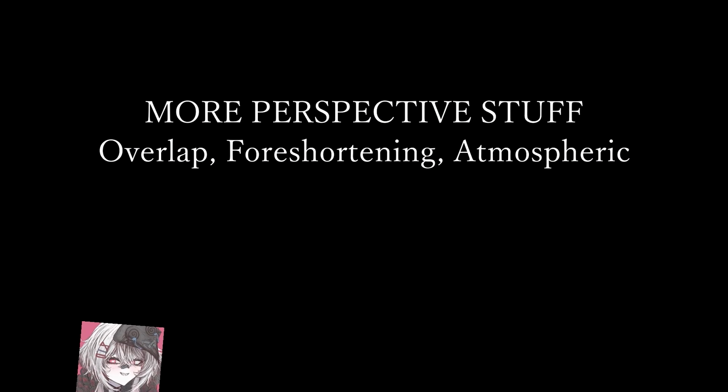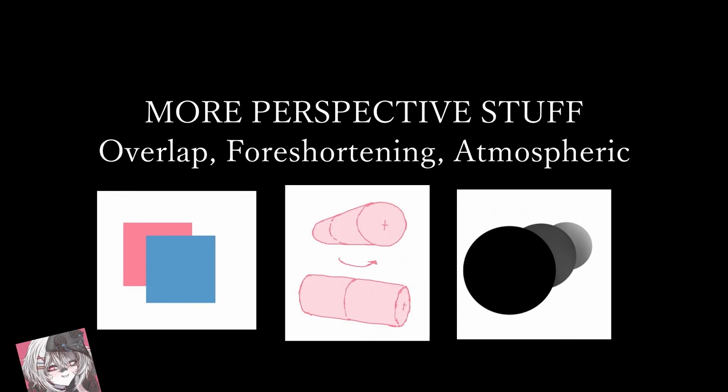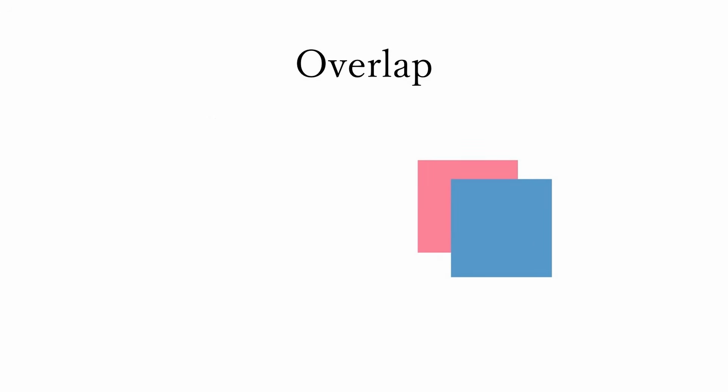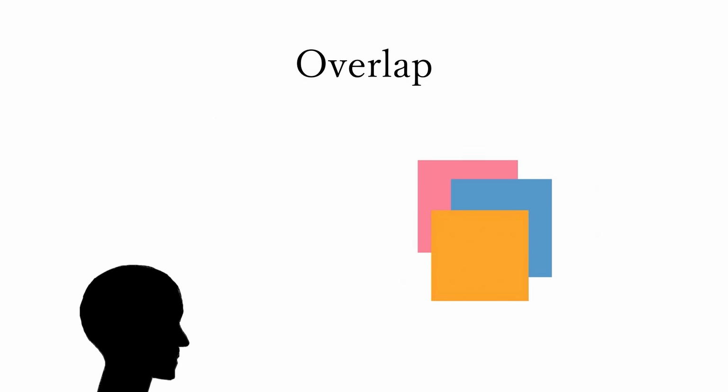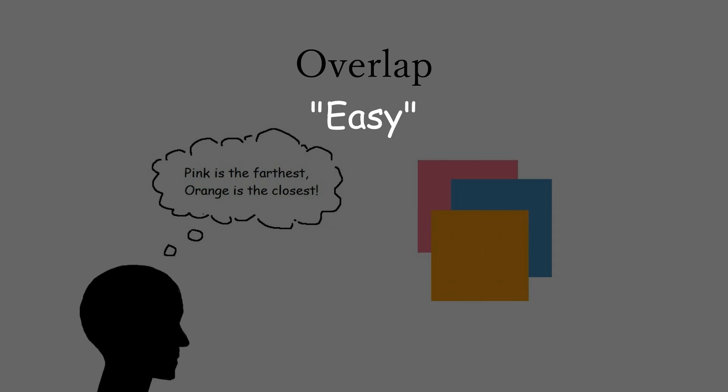I'll introduce 3 more things before we move on to some exercises: overlap, foreshortening, and atmospheric perspective. Overlap is pretty basic. If an object is covered by another, our brain thinks that the object at the front is closer. It's a quote-unquote easy way to add some depth into your art.